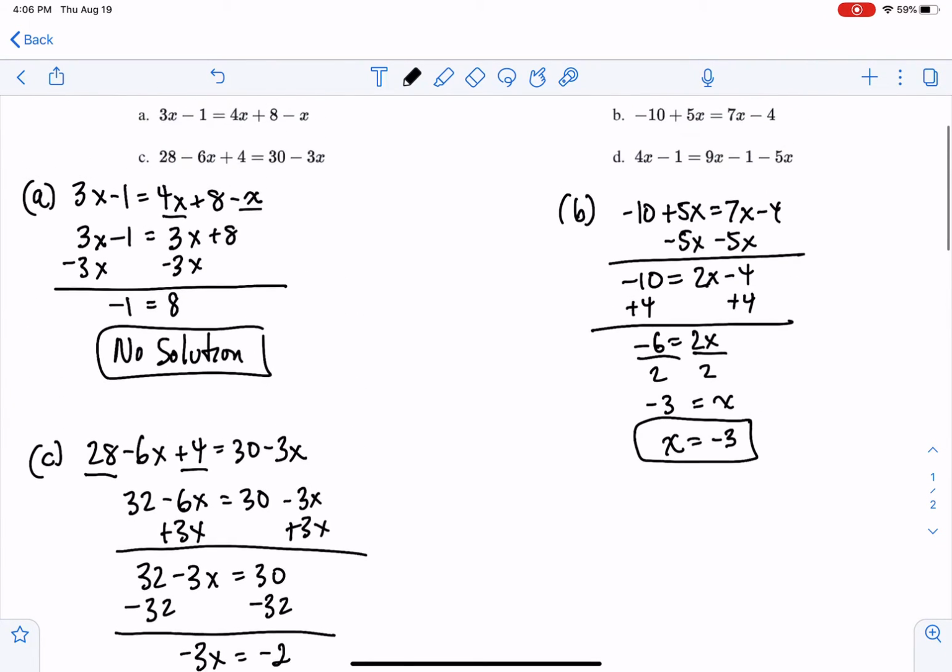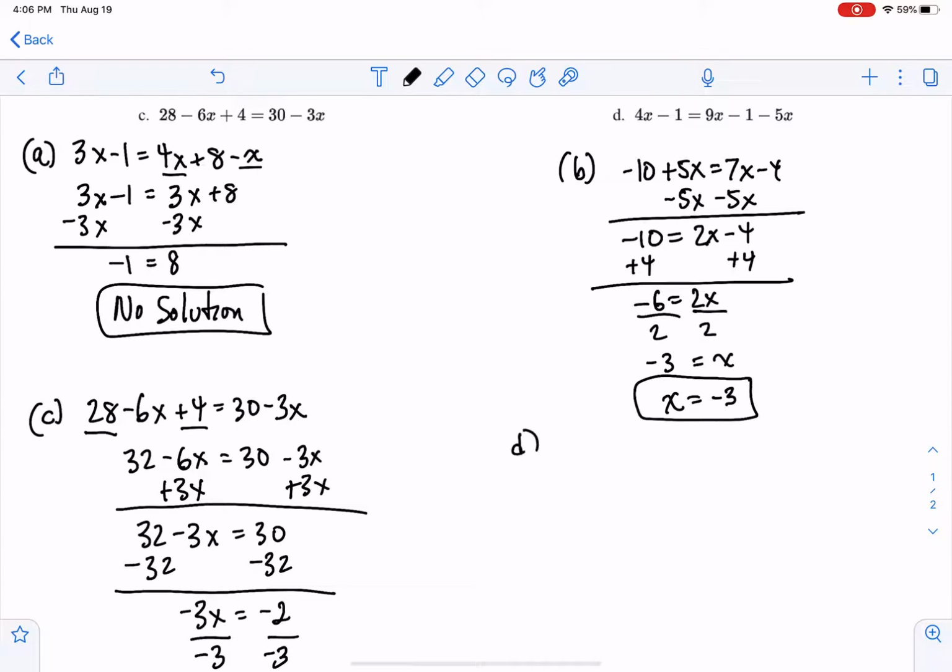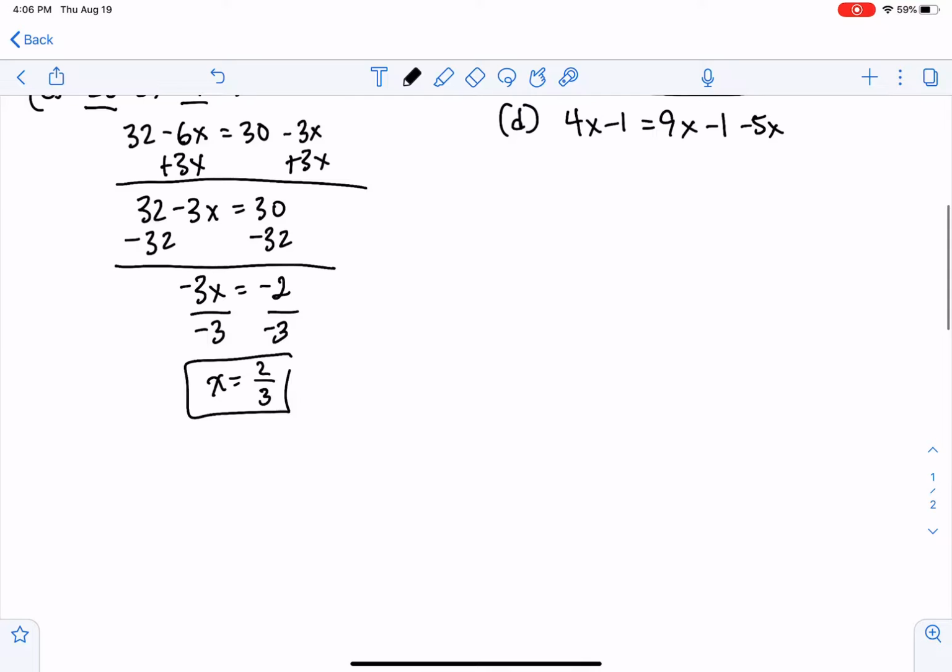And let's look at D, right? The question for D, I'll scroll after I write the question. 4x minus 1 equals 9x minus 1 minus 5x. Okay, so let's do this. So I'll combine my like terms, 9x minus 5x. So I get 4x minus 1 equals 9x minus 5x is 4x minus 1.